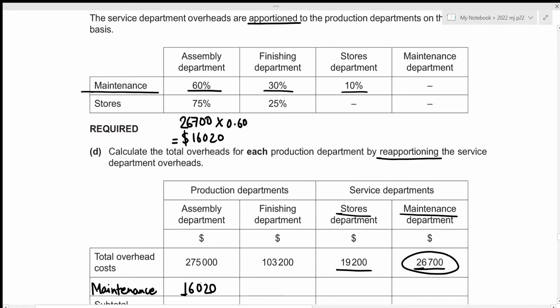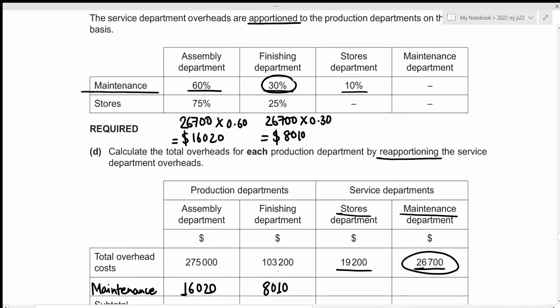Now we can move towards finding the same for finishing department. We can see that 30% of the total of maintenance department is apportioned towards our finishing department. So that's the total of 26,700 times 30%, which we can write down as 0.30. So this gives the reapportionment of maintenance department towards the finishing department to be 26,700 times 0.30, which results in the value of 8,010. Let's write it down in our table.